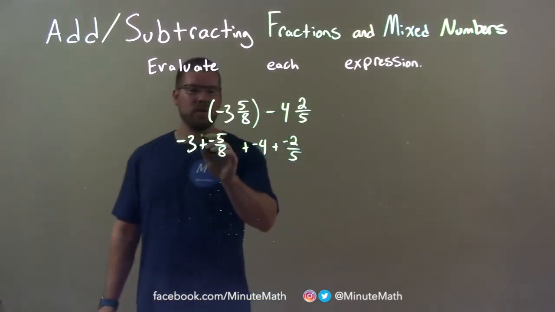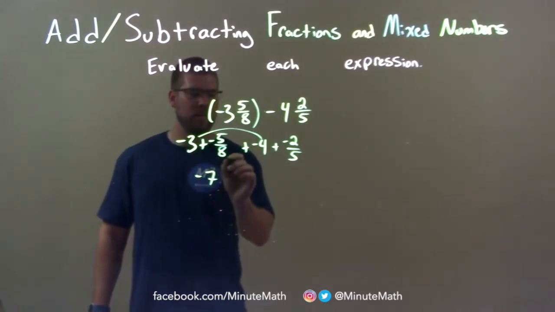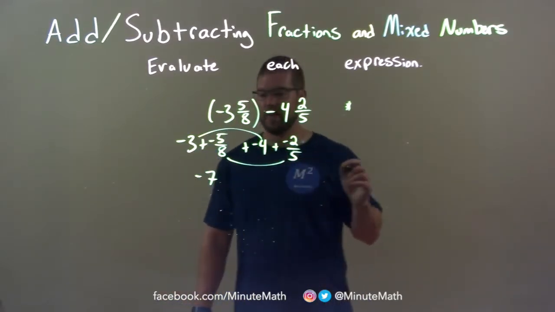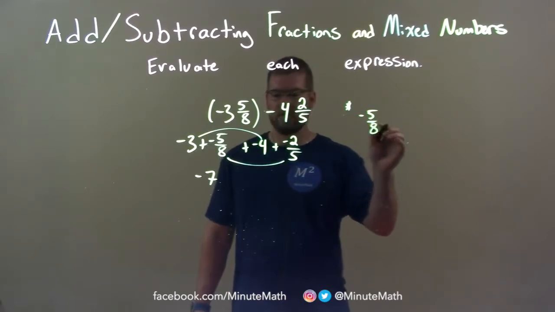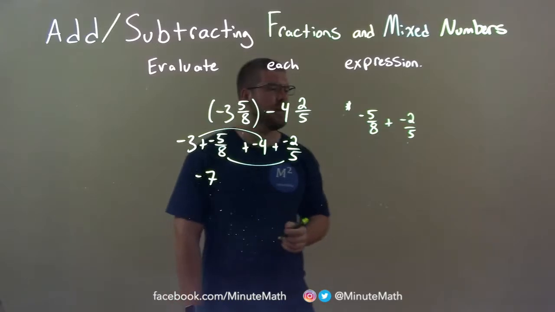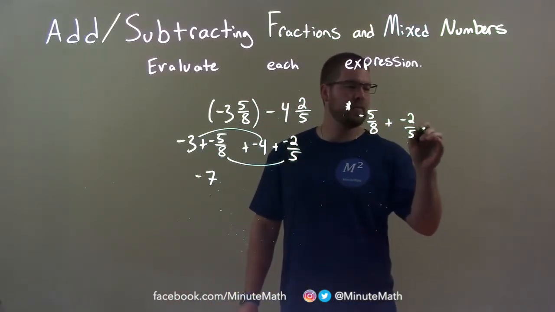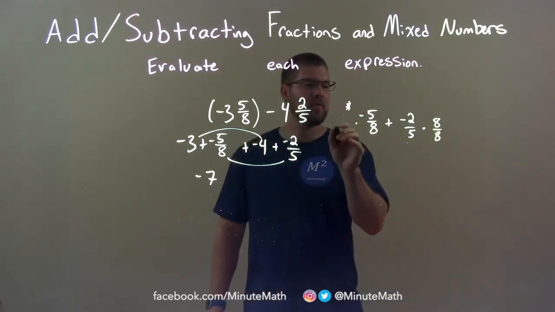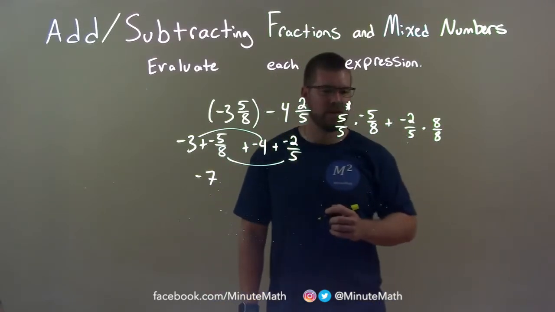So now we're going to add our whole numbers. Negative 4 and negative 3 is a negative 7. But our fractions, I'm going to do that work over here. All right, so we can't add them directly. Negative 5/8 plus a negative 2/5. Well, they have to have the same denominator to add them. So what I'm going to do is multiply the second number by 8 over 8, which comes from this denominator, and the first number by 5 over 5, which comes from this denominator here.